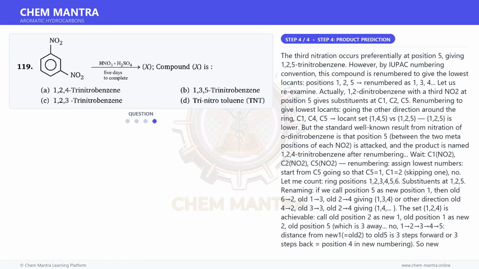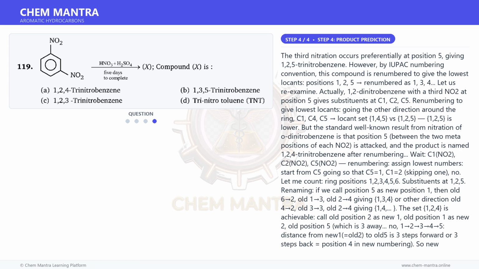The set 1, 2, 4 is achievable. Call old position 2 the new 1, old position 1 the new 2. Old position 5 is 3 steps forward or 3 steps back from old 2, which is position 4 in the new numbering. So the new numbering is 1, 2, 4. This is 1,2,4-trinitrobenzene.